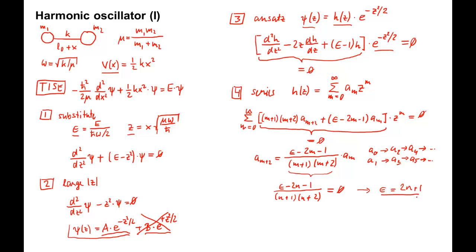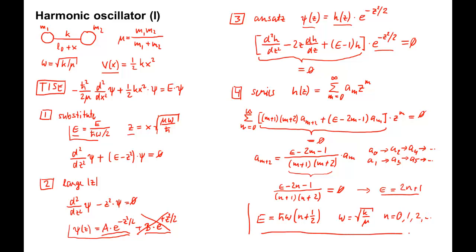Combining this with the definition of epsilon, which remember is a scaled energy, finally yields E equals h bar omega times n plus 1/2, where omega is the square root of k over mu, and n is 0, 1, 2, and so on. These are the quantized energies of the stationary states of the harmonic oscillator. n is the associated quantum number. It starts at 0 and is any positive integer. Let's add a subscript n to the energy to indicate this quantum number.